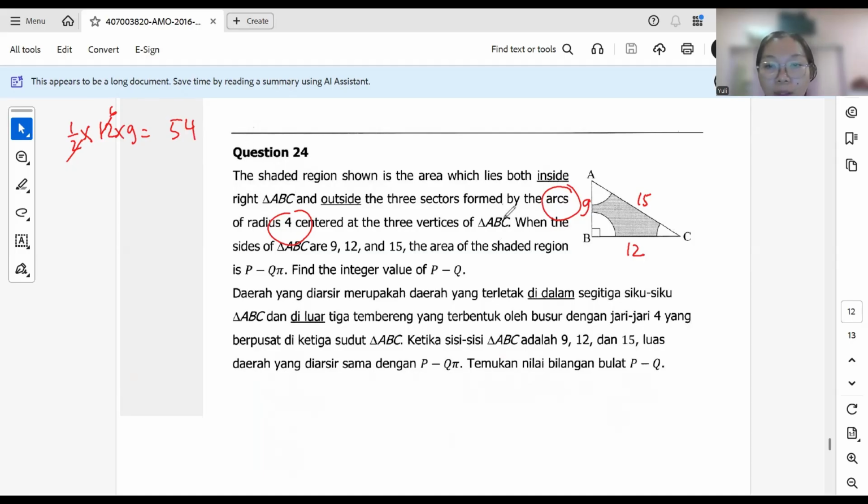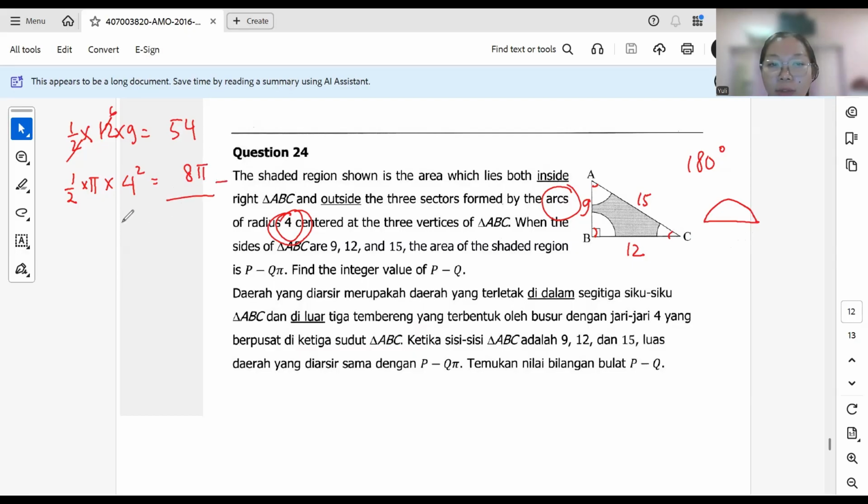Okay, for the 3 arcs, as you can see, the angles, if you put them all together, is 180 degrees. Because this is a triangle, the sum of the angles is 180. So that means if you gather these 3 arcs, it's going to form a semicircle with the radius of 4. Right? So the area of the semicircle is half times pi times 4 squared, you will get 8 pi.